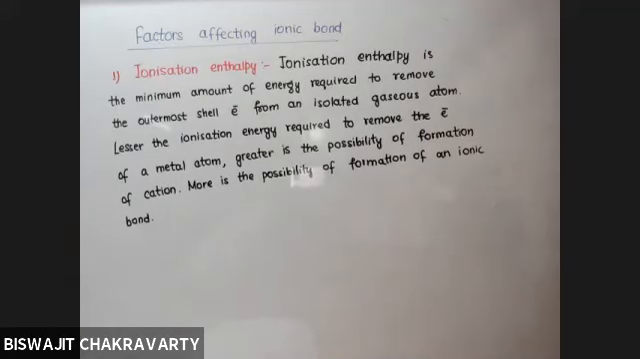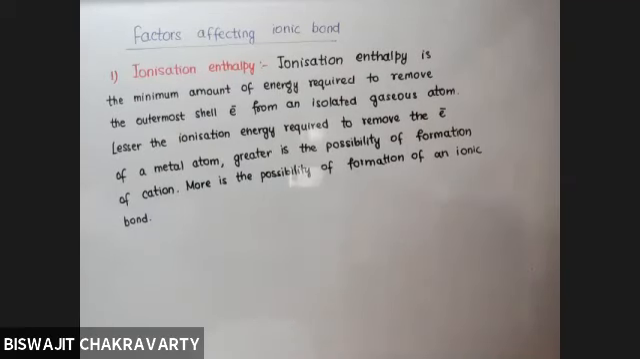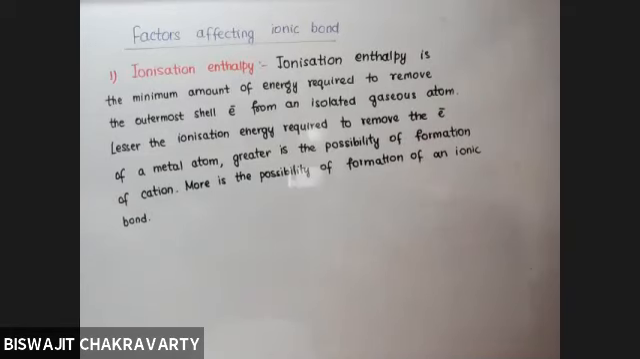So there should not be any confusion that when we talk about the removal of electron, the process should be easier from the metallic part, because if the process is difficult, then obviously the formation of cation will be difficult, and if the formation of cation is difficult, the whole process will be hampered.